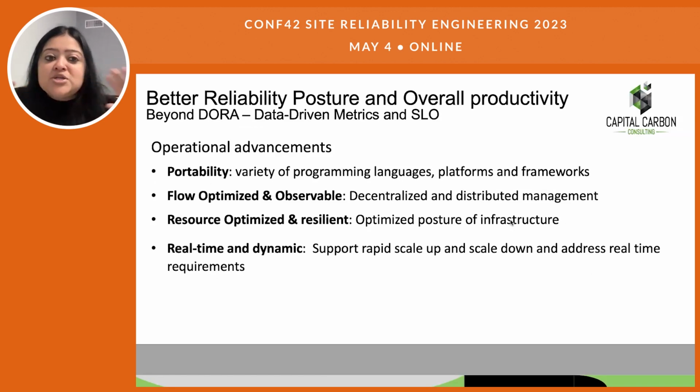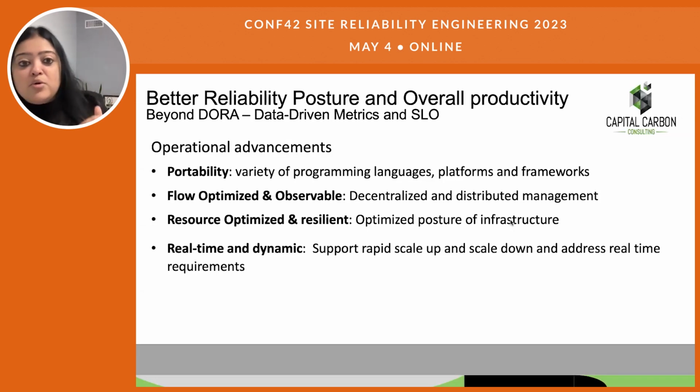There are operational advancements as well which we should see for measuring, portability being one of them. There are a variety of languages, platforms, and frameworks being used today. How do we make portability one of the measuring criteria for our software delivery components to reduce the cognitive workload for not only developers, but also for SRE practitioners? Flow optimized and observable deliveries. Whenever we decentralize our delivery, going from monolithic to microservices with a distribution management system, we need to have a flow optimized and observable system. So have you introduced that component in your software delivery? That can also be one of the measurable aspects of the common core.